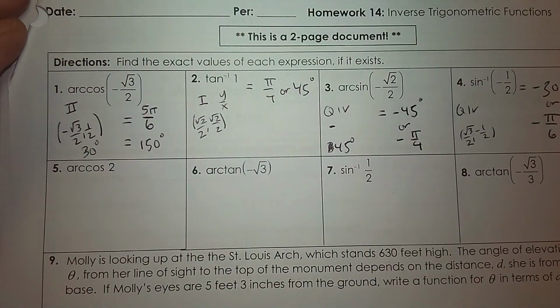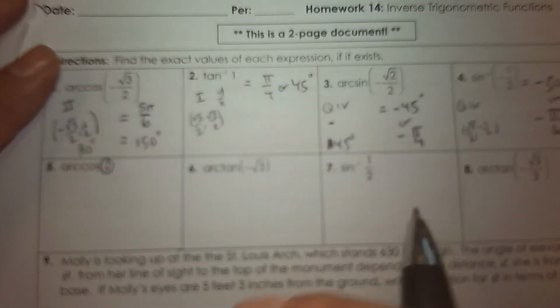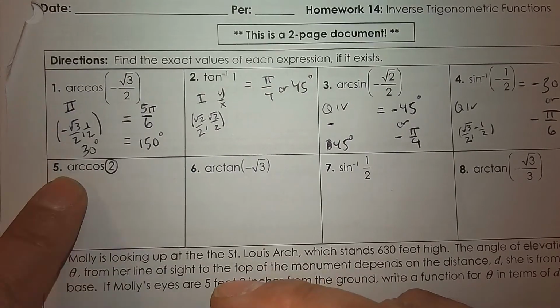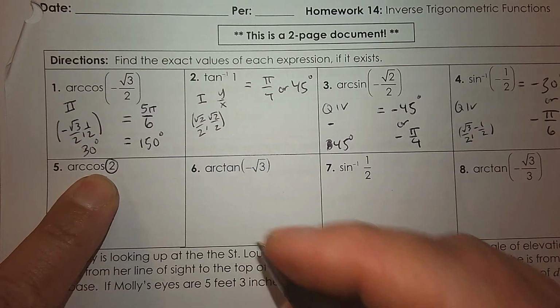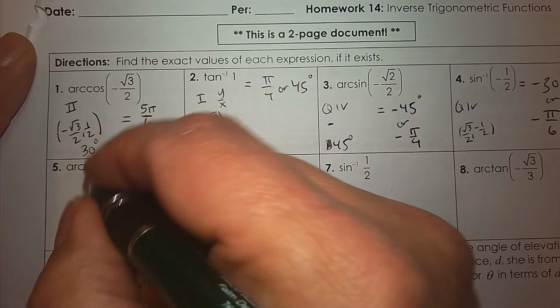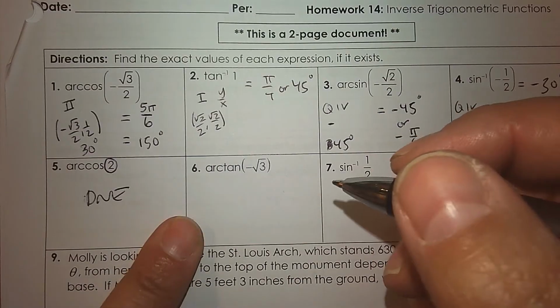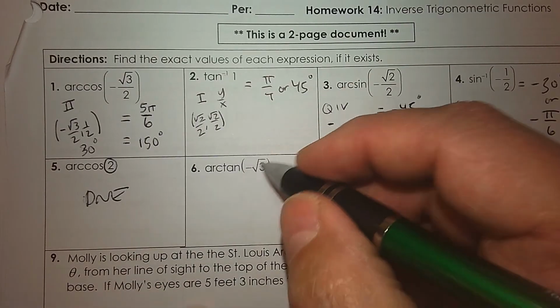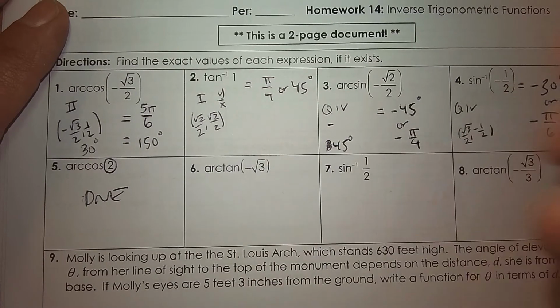Number 5, arc cosine 2. 2 is beyond the value it could be. For arc cosine and inverse sine, the numbers must be between -1 and +1. So this does not exist, or it's undefined. Tangent doesn't have any restrictions. It can be any number inside here. So arc tangent -√3, that's good.